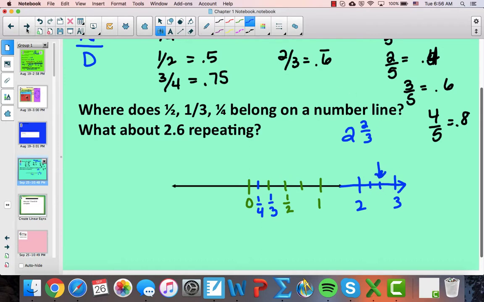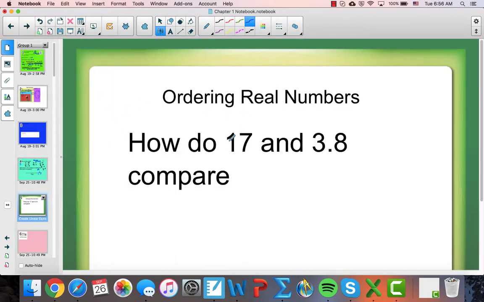All right, now let's look at irrational numbers. How do root 17 and 3.8 compare? Okay, now I think in your notes it says 3.5, so let me change that, okay? How do root 17 and 3.5 compare? Well, when you think about an irrational number, because it's non-terminating, non-repeating, it's important for you to be able to estimate where it would be about on a number line.